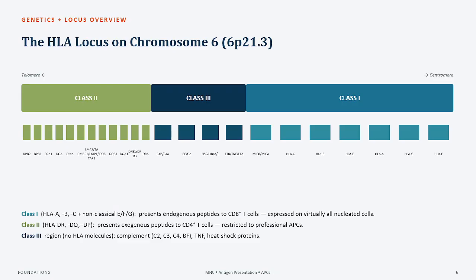The HLA locus lies on chromosome 6, at 6p21.3. This is how it looks. In the centromeric region you have class 2, in the telomeric region you have class 1, and it's subdivided into different categories. Class 1 presents endogenous peptides to CD8 plus T cells, and is expressed on virtually all nucleated cells. Class 2 presents exogenous peptides to CD4 plus T cells, restricted to professional antigen presenting cells. And class 3 has no HLA molecules, but encodes complement C2, C3, C4, and the heat shock proteins.